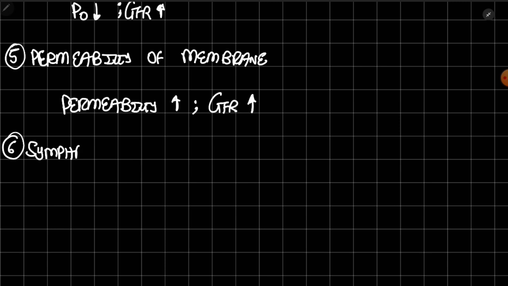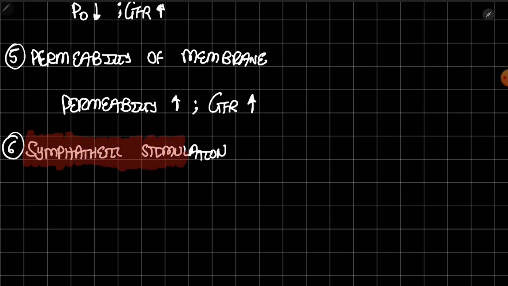Sympathetic stimulation is one of the most important factors which affects GFR. You should write this as the most important factor. If there is stimulation of sympathetic nerves, what happens? Constriction of the afferent and efferent arteriole occurs. Since strong sympathetic stimulation constricts both the arterioles, there will be no effect in GFR.